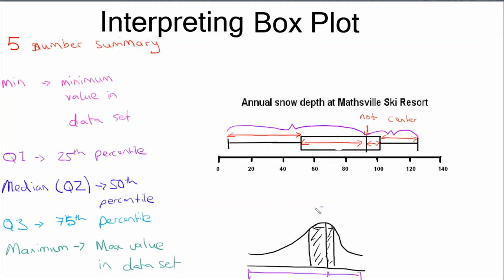The bottom half of the data shows a larger variability than the top half of the data, or rather the 50th percentile and lower values show much larger variability than the 50th percentile and higher values. And that's really what we're trying to get across with interpreting a box plot.